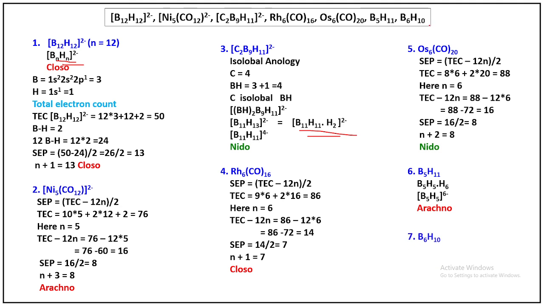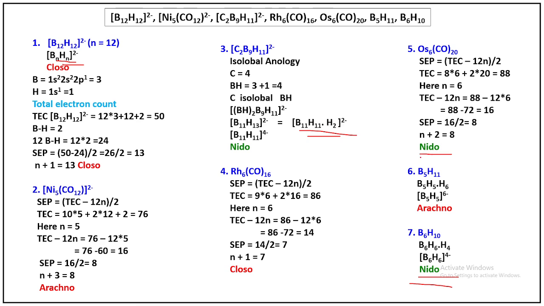And the last one is B6H10. Can you tell me how we will solve this? How can we write this in this way? Ma'am, B6H6H4. Correct. Now if we remove 4H plus, what charge will come? 4 minus. Good. B6H6 4 minus. That means it is under the nido category.